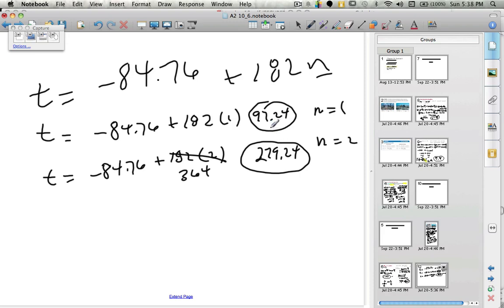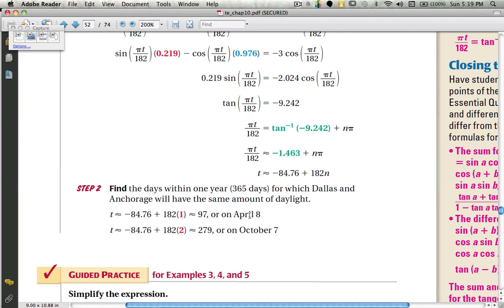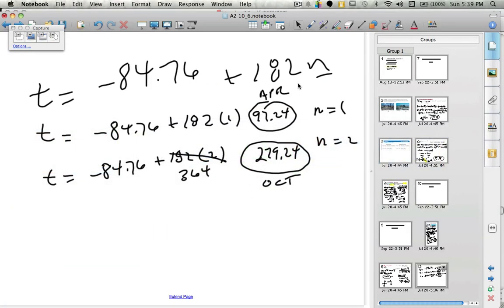So I'd have to go back to a calendar and look up the 97th day and the 279th day. Okay, because of course I don't really want to do that. I'm just going to go ahead and look up what the answer is. But if you think about it, 30 days about in a month. So January, February, March would take up to 90 days. So this is going to be sometime in April. Right, and this is going to be a little over 9 months, so it'd be sometime in October. The actual answers are April 8th and October 7th. So April 8th and October 7th.